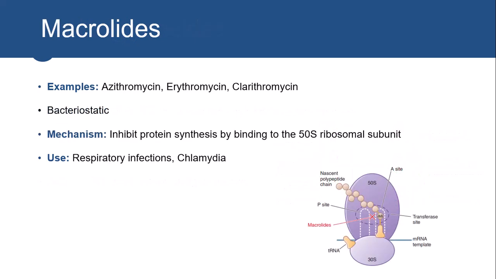Next up are the macrolides, including erythromycin and azithromycin. These drugs bind to the 50S ribosomal subunit and inhibit protein synthesis as well. But unlike aminoglycosides, macrolides are usually bacteriostatic. Macrolides are commonly used for respiratory infections, chlamydia, and for patients allergic to penicillin. Azithromycin in particular has a long half-life, making it a popular choice for outpatient treatment.